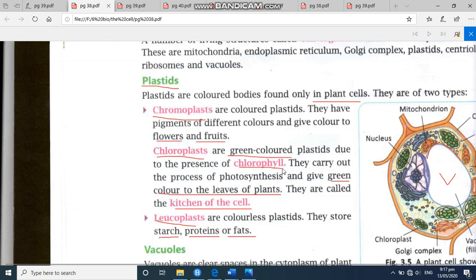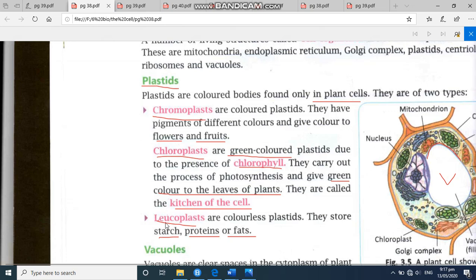Chlorophyll is a pigment which is present in chloroplast. You can see here, these are the colored parts, green in color. These are chloroplast. This is the diagram of the plant cell. And wherever there is green color in the plant, there is the presence of chloroplast, and it has the presence of chlorophyll inside. And why do we call them the kitchen of the cell? Because it helps in the process of photosynthesis, manufacturing food.